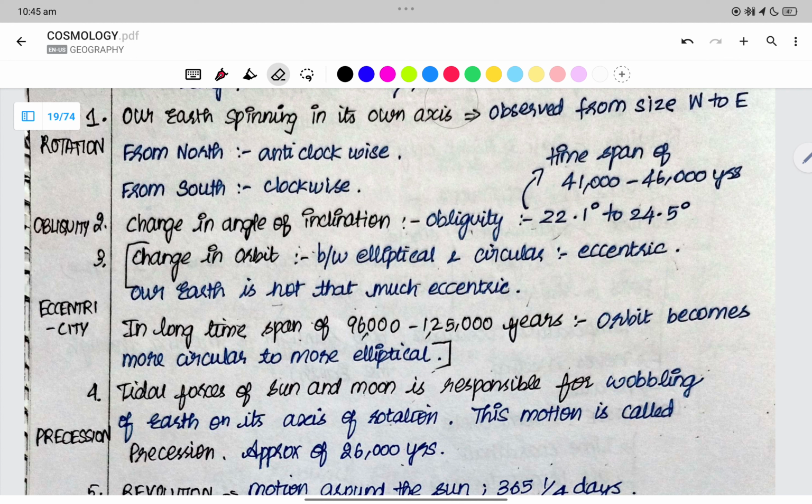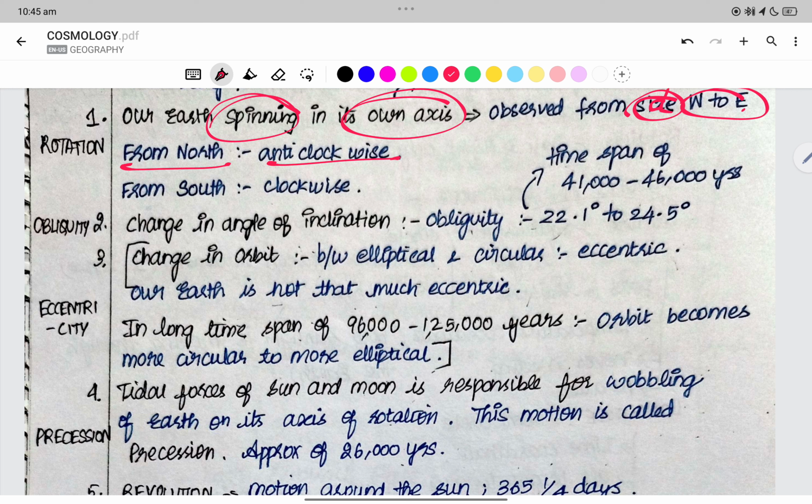Rotation of the earth: we saw that the rotation of the earth is nothing but it spinning on its own axis. It is observed from the side, west to east. From the north it is anti-clockwise, and from the south it is clockwise. Obliquity, rotation, eccentricity, precession.